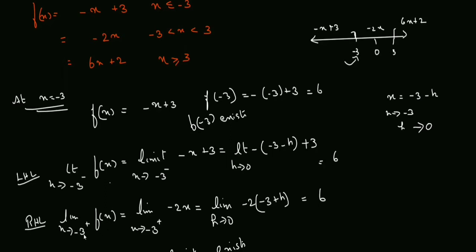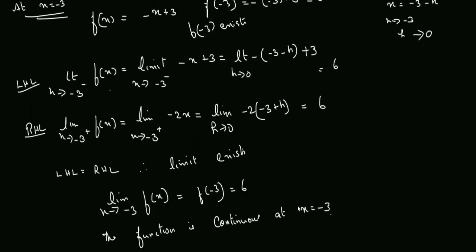Now let us find the right limit at minus 3. How do you write the right limit? Right side, right of minus 3. See, minus 3 to plus 3. After minus 3, the function is minus 2x. Up to minus 3, it is minus x plus 3. So right of minus 3, it is minus 2x. So we have to write minus 2x. Now you have to replace x by minus 3 plus h, and h tends to 0. So when you put h tends to 0, it will become plus 6.